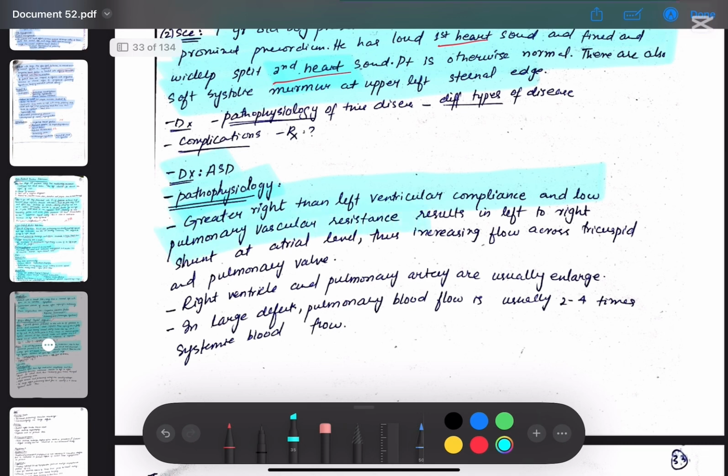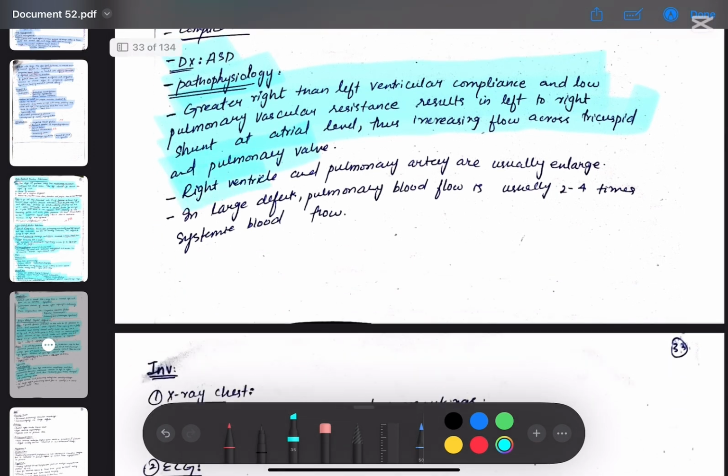greater right than left ventricular compliance and low pulmonary vascular resistance result in left-right shunt at atrial level, thus increasing flow across the tricuspid and pulmonary valve. Right ventricle and pulmonary artery are usually enlarged, and in large defects, the pulmonary blood flow is usually 2 to 4 times systemic blood flow.